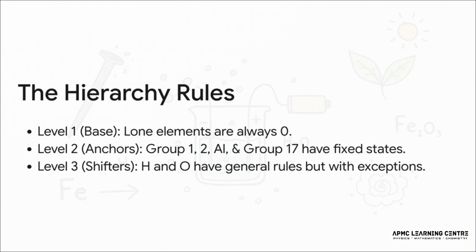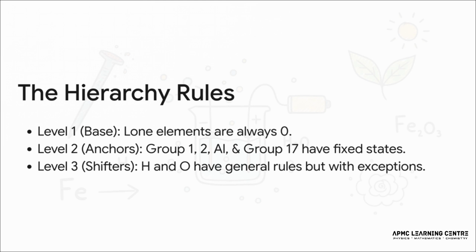Level 1, the base. Any element all by itself is 0. Super easy, right? Then, level 2. These are what I call the rigid anchors. Think group 1 and 2 metals, aluminum, and group 17 nonmetals. They have these fixed, super reliable charges.